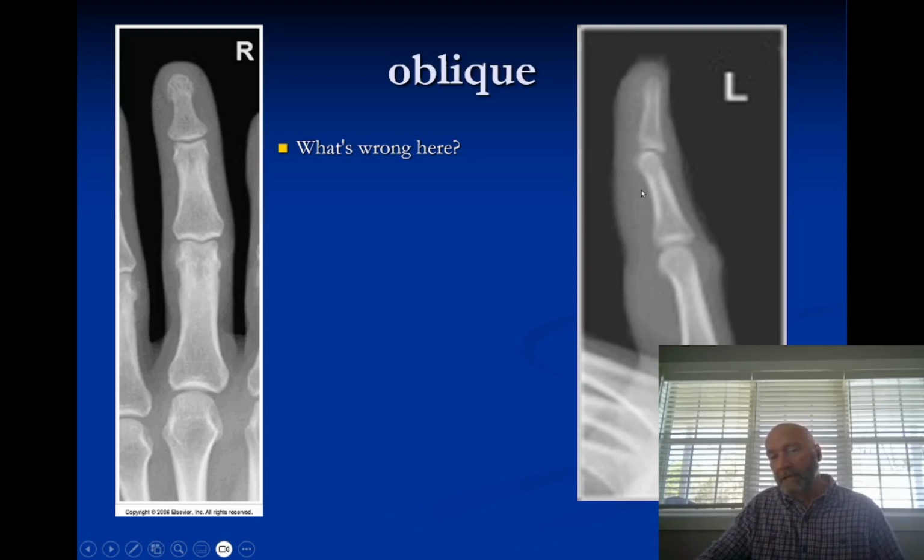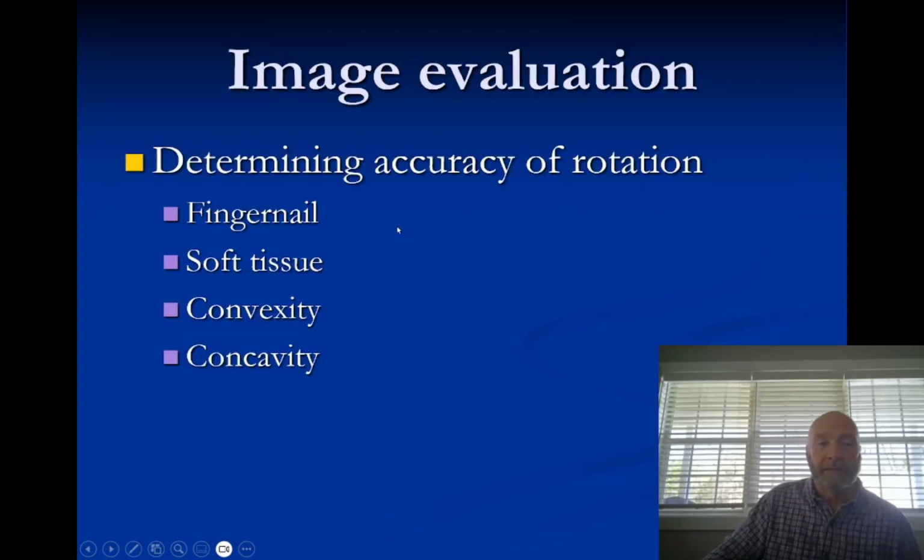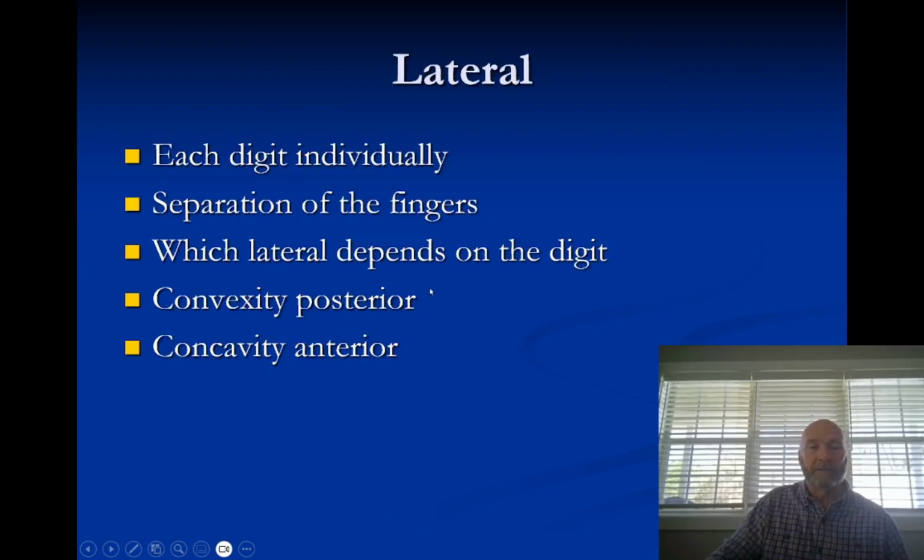What you'll see is the difference between the anterior and posterior side. You have no concavity on the posterior side. You may see some convexity actually. This is awfully close to lateral. And what you're going to see is the soft tissue difference between the anterior and posterior side is going to be even greater than what it was on the oblique. So fingernail, maybe. Soft tissue, definitely. Convexity and concavity are your better ways to determine.